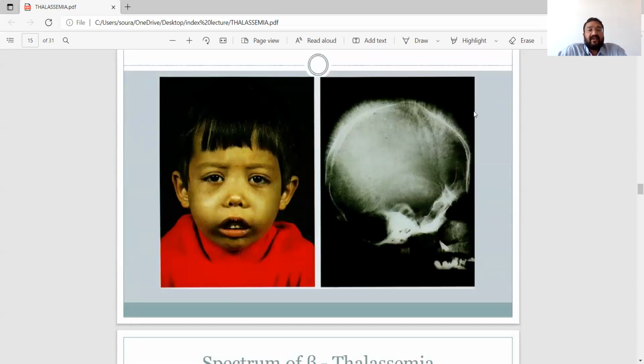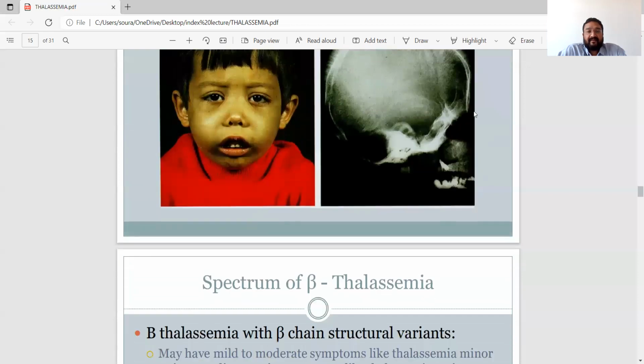This is a picture showing a child with classical beta thalassemia syndrome, in which you can see frontal bossing, depression of the nasal bridge, prominence of the maxillary area, and maloccluded teeth. This is also known as chipmunk facies. This is the X-ray skull of a child with beta thalassemia major, which shows the hair-on-end appearance.